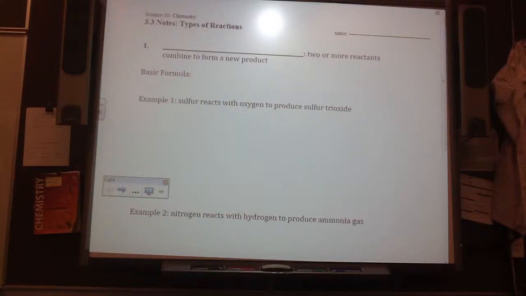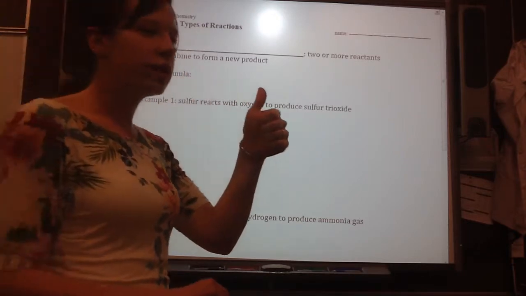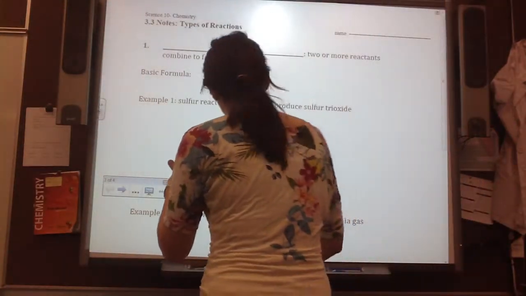So what we're going to do now is I'm going to teach you how to do the whole balancing thing. I'll give you lots of examples, but we're going to go one reaction at a time. There are 5 different types of reactions that we're going to focus on: formation, decomposition, single replacement, double replacement, and combustion. So the first one we'll do today is formation.